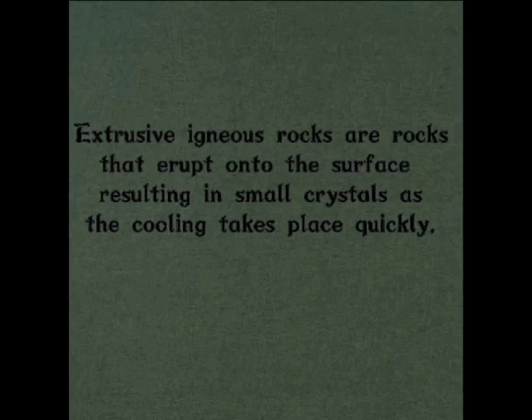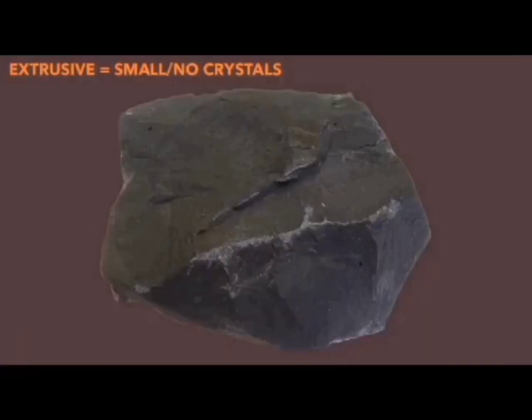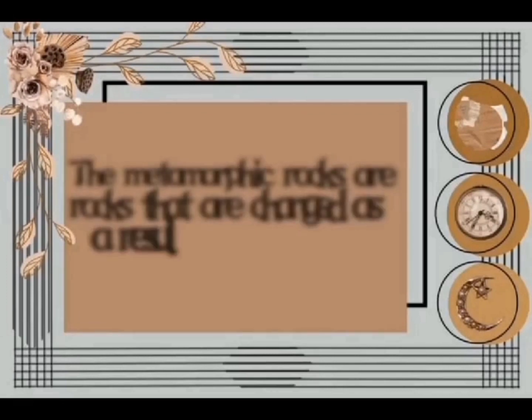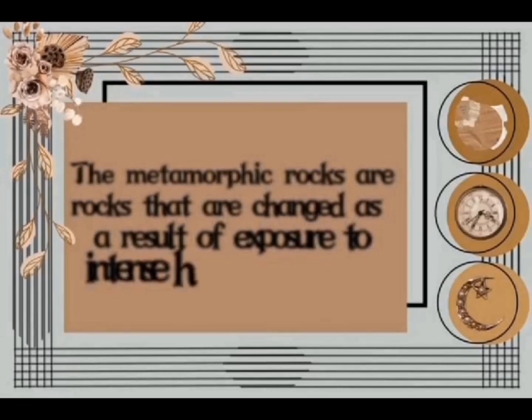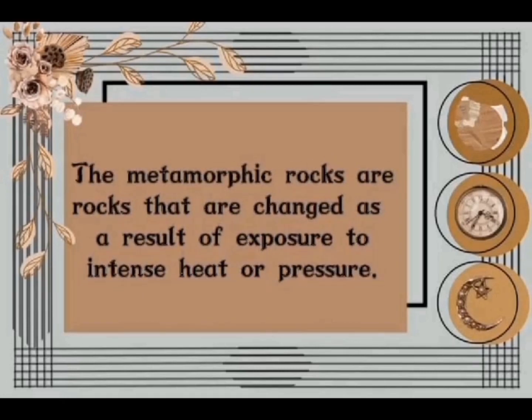Let's see an example. This rock is called basalt, and you notice that you can't really see any crystals at all. If you look with a magnifying glass, you will find really tiny ones that are smaller than a millimeter. Metamorphic rocks are rocks that are changed as a result of exposure to intense heat or pressure.